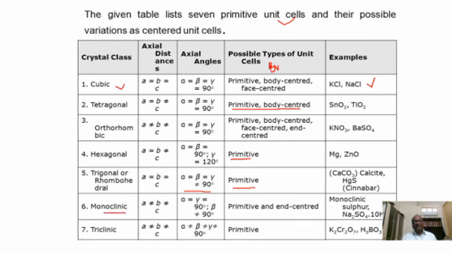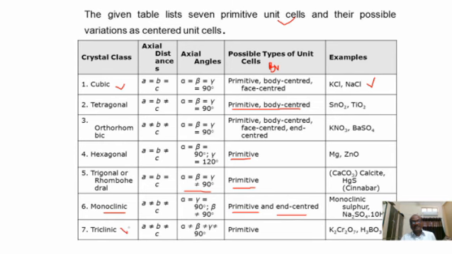Sixth one is monoclinic. Dimensions: a is not equal to b is not equal to c, where alpha is equal to gamma is equal to 90 degrees, beta not equal to 90 degrees. This also can be written as alpha, beta is equal to 90 degrees, gamma is not equal to 90 degrees, like that. It is available in 2 forms, primitive or end-centered. Examples are monoclinic sulfur, one of the allotropic forms of sulfur, and hydrated sodium sulfate, decahydrated sodium sulfate.